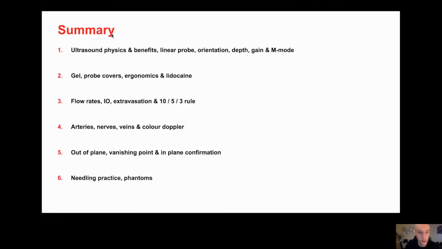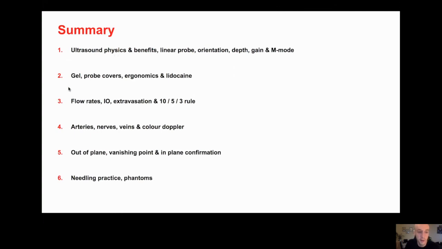So to summarize, we talked about ultrasound physics, the benefits, different probe types, how you can orientate your probe, how you can change the depth, the gain, what end mode is, the fact that you need gel, you need a probe cover, pay attention to your ergonomics. We didn't talk about lidocaine. I don't think that you need lidocaine for a green cannula anymore. You'll see me use it in the next video. I would definitely use lidocaine for a gray or an orange though.